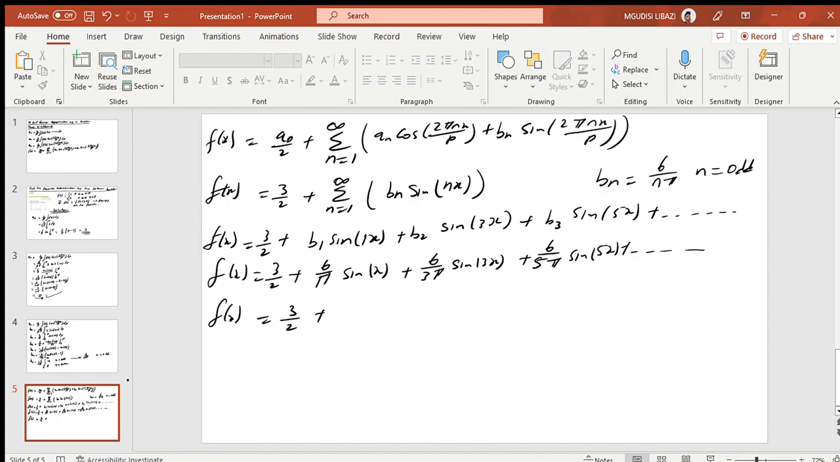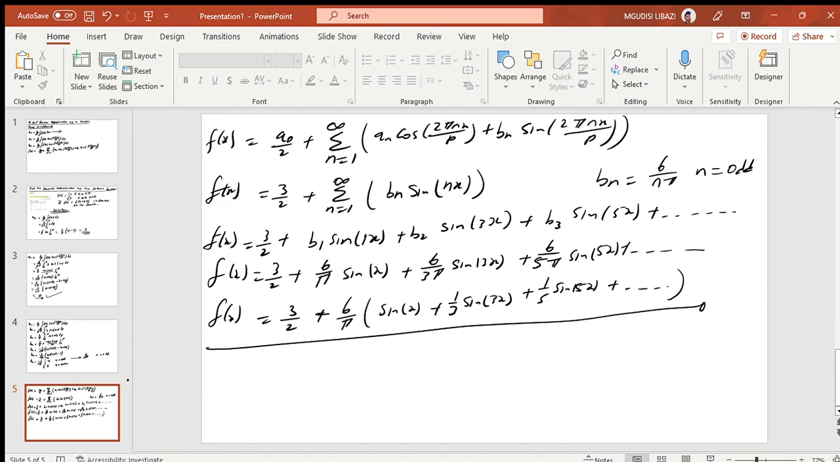So now f of x is going to be 3 divided by 2 plus. Now we can take out the common factor to simplify, which is 6 over pi appearing in all the terms, and we'll be left with sine x plus 1 over 3 sine of 3x, plus 1 over 5 sine of 5x, plus etc. That is our final answer for our Fourier series or Fourier approximation. So that's how it is done, and we have answered the question.